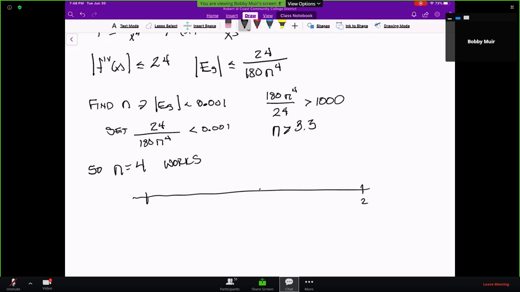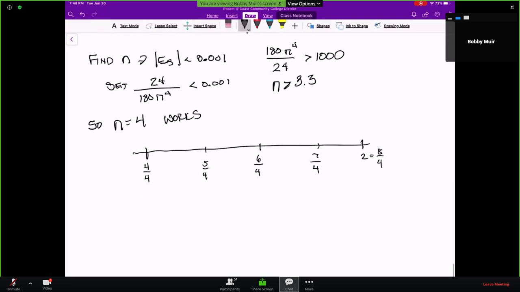1 and 2. So here are four subintervals. This is occurring at 4 over 4, 5 over 4, 6 over 4, 7 over 4, and this is 8 over 4. Okay. So our H here is 1/4.